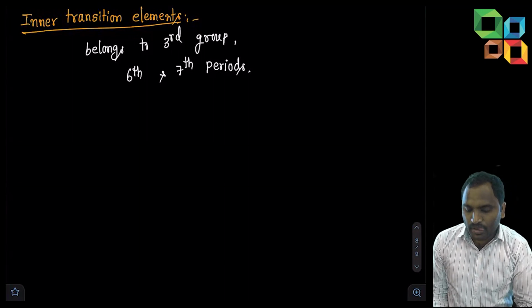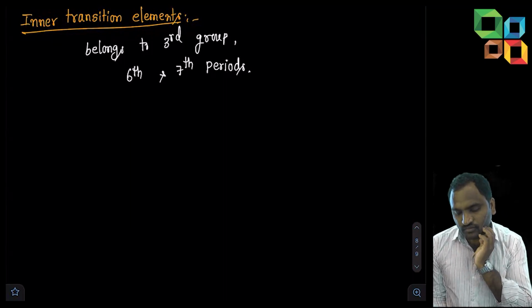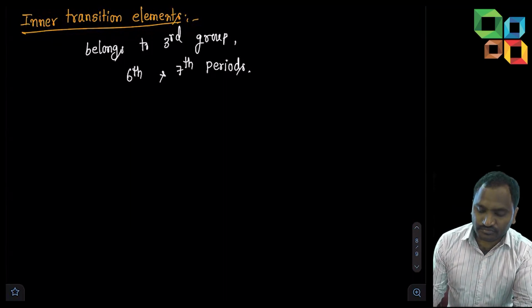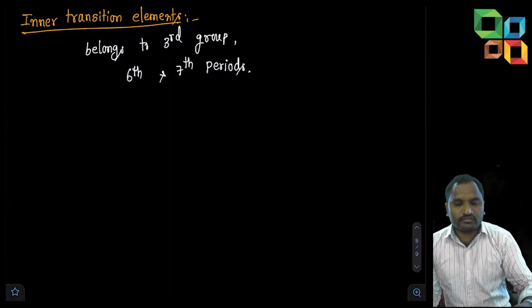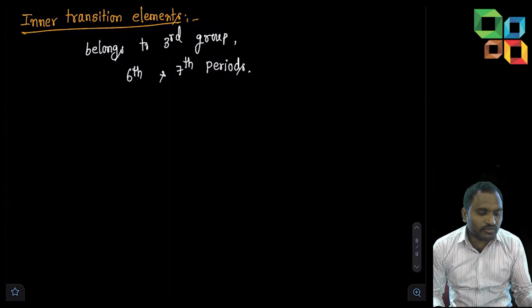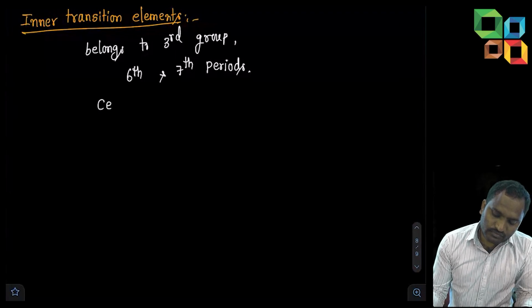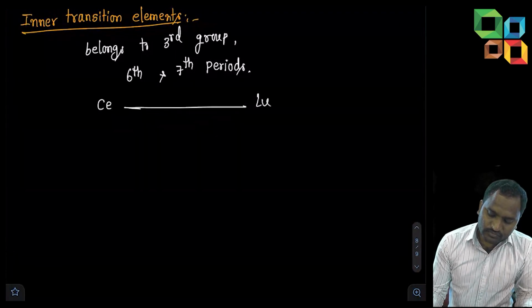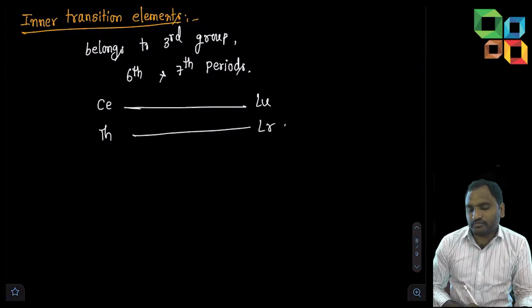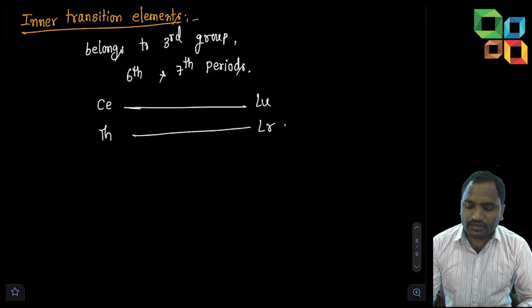The inner transition elements belong to the third group. What are those elements? Cerium to lutetium, thorium to lawrencium. These are the inner transition elements.